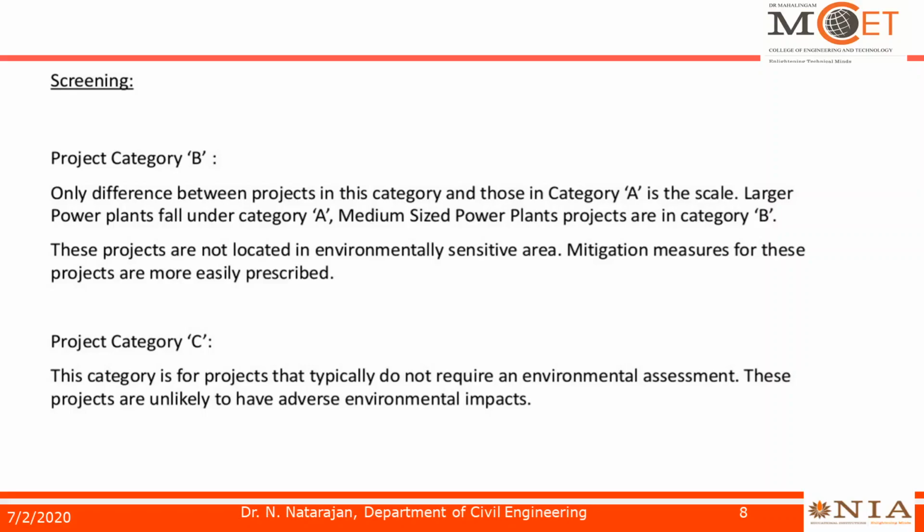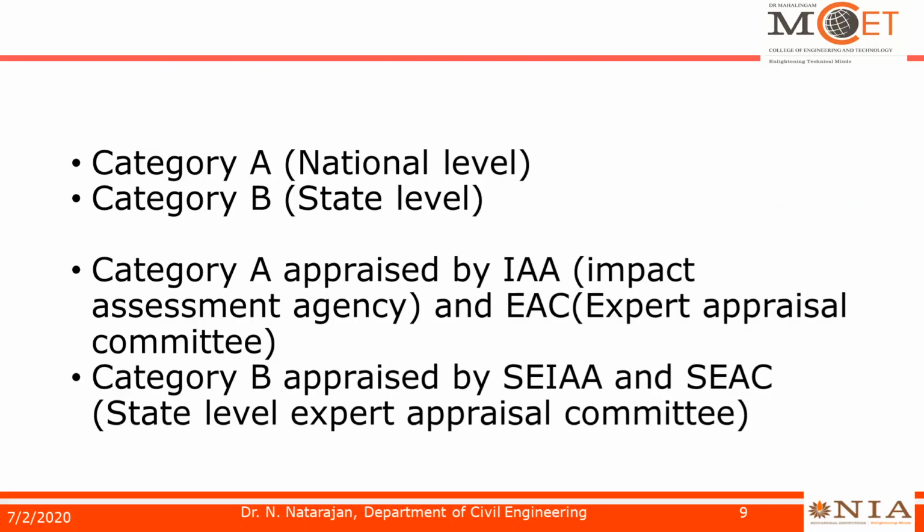Then coming to category C projects, this is for projects that typically do not require an environmental assessment. These projects are unlikely to have an adverse environmental impact. So we really do not require an EIA for category C. Category A projects are all national level projects and category B projects are all state level projects. Category A is appraised by the Impact Assessment Agency, as well as the Expert Appraisal Committee. Category B is appraised by the State Environmental Impact Assessment Agency, as well as the State Expert Appraisal Committee.